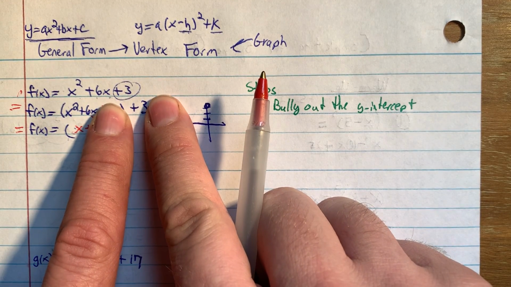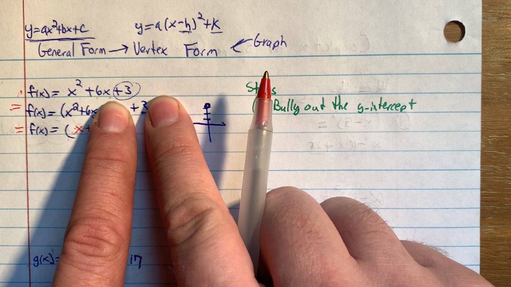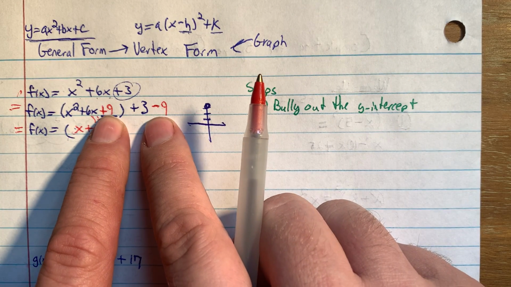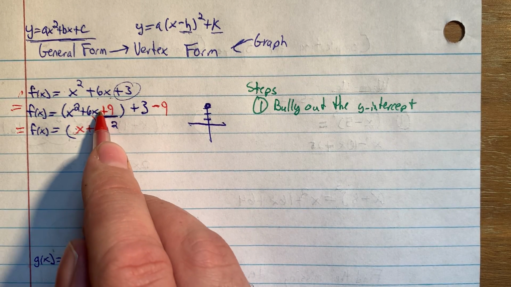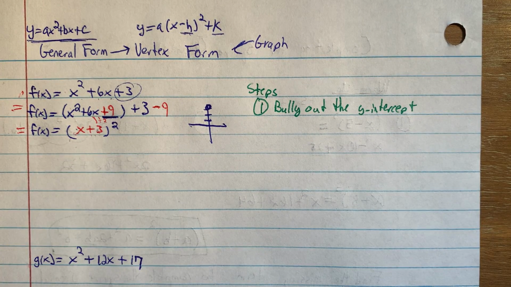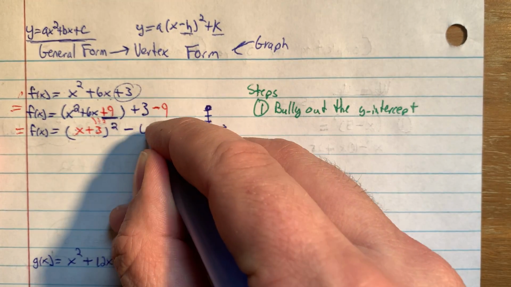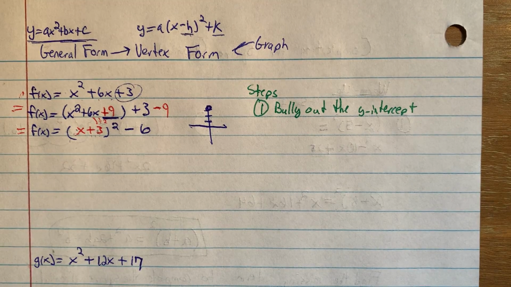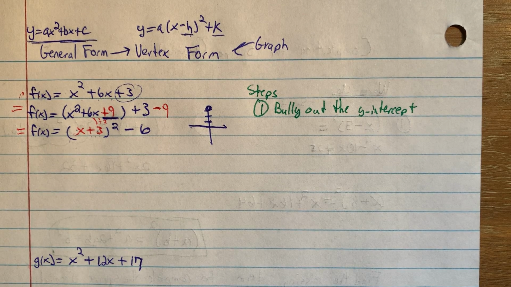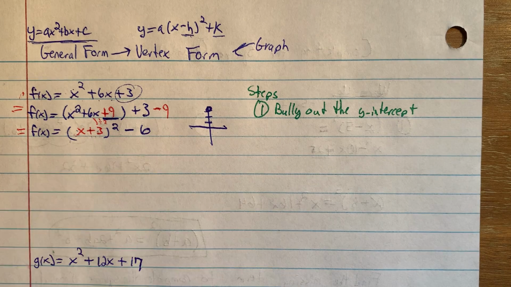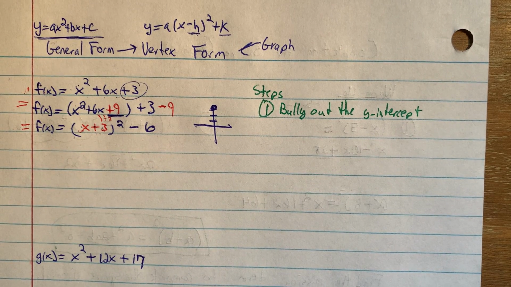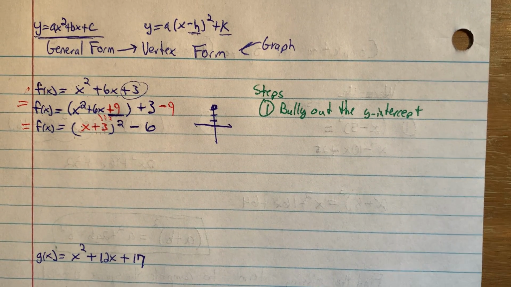Hopefully you can see that we've got x squared plus 6x plus 3 in both of these. And then if I add 9 and I subtract 9, it's still the same thing. But what I've done is I put the plus 9 inside the parentheses so I can make a square binomial. And what I'll do with these is I'll just combine them. And now I have an equation in vertex form. I've changed this into this. They're the same equation. One is in vertex form and one is not. But they are equal to each other.